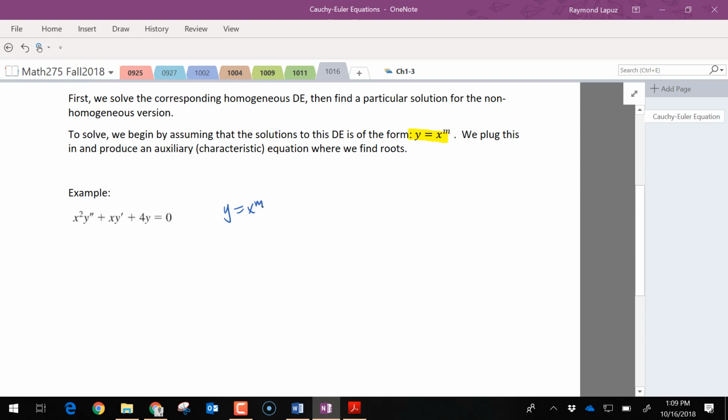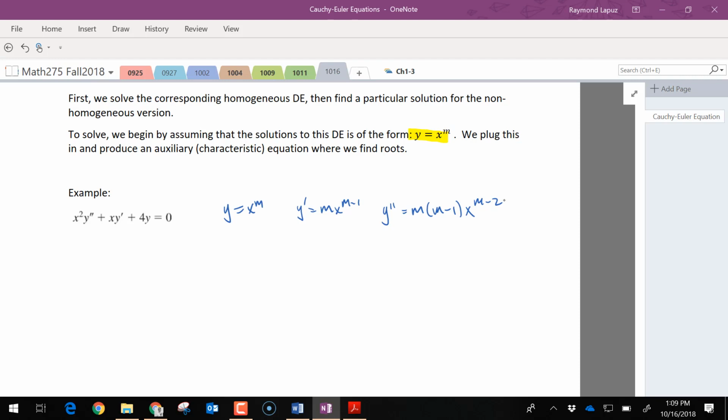And then we'll take a couple of derivatives and plug it back in to see what we can get, and hopefully we can solve for m. So if we take two derivatives, y prime is equal to m x to the m minus 1, and y double prime is equal to m times m minus 1 times x to the m minus 2 power. Then we can plug those in and see what we get.